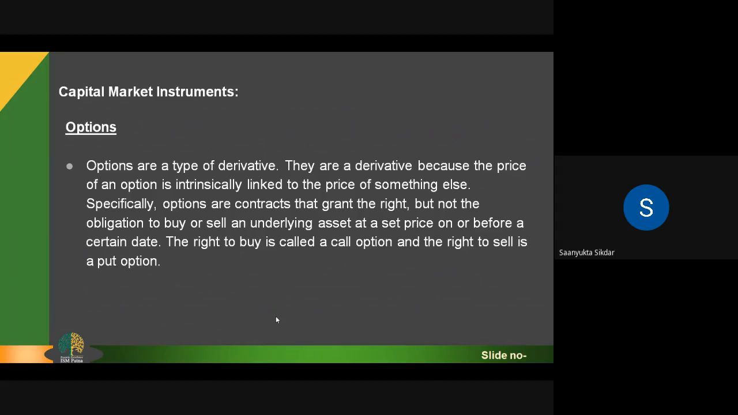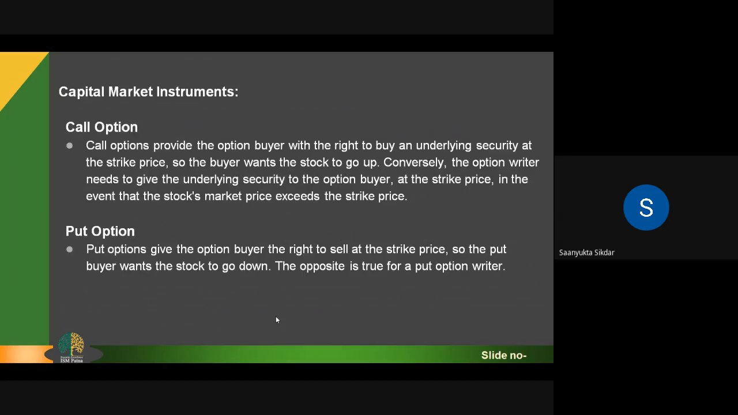Options are contracts that grant the right but not the obligation to buy or sell an underlying asset to the option buyer, whereas the option seller has an obligation to fulfill that right of the option buyer. Call option and put option are the two types of options. A call option gives the option buyer the right to purchase, whereas a put option gives the buyer of the option the right to sell.